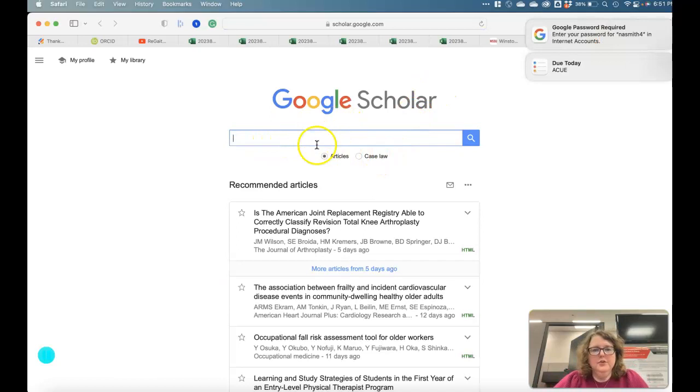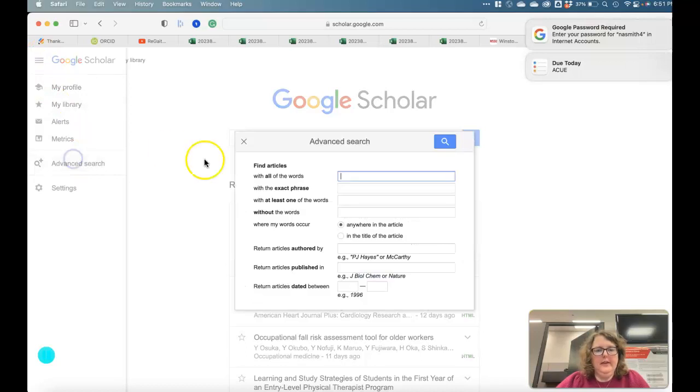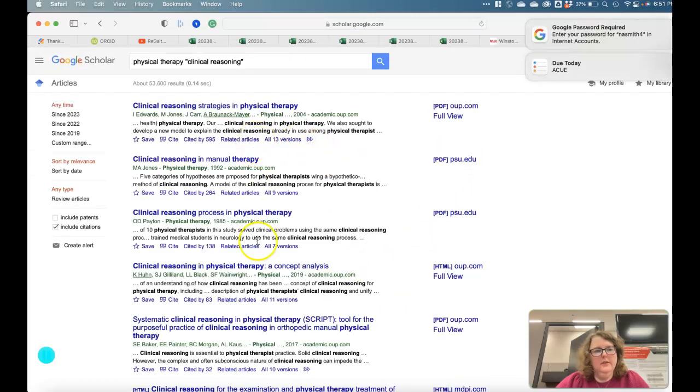Google Scholar will allow you to search using some advanced strategies. So if you go here and you click on advanced search, you can use some Boolean without putting it in directly into Google Scholar. So you can select all the words, for example, physical therapy, with the exact phrase clinical reasoning. And you can also limit your search per years. So if you look right here, you can see that you are pulling up articles that have clinical reasoning and physical therapy. You can also restrict your date range for the last 5 years if you choose to do so.